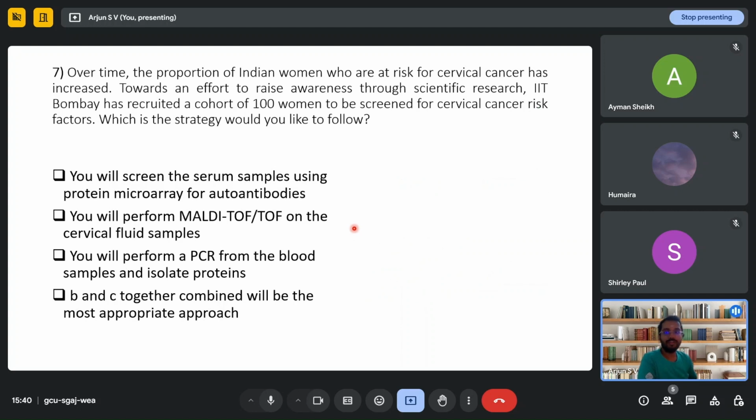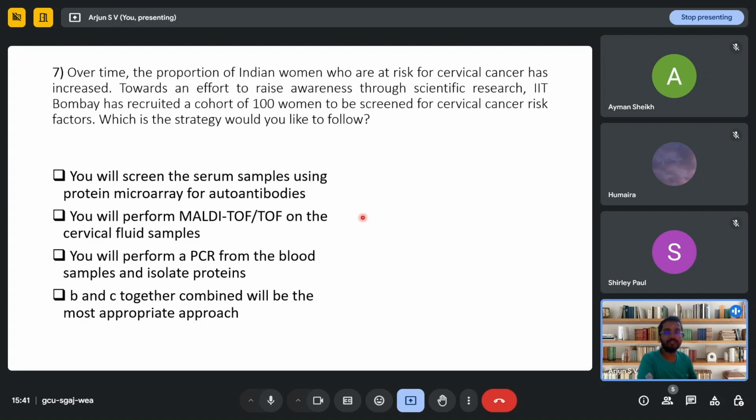So over time, the population of Indian women who are at risk for cervical cancer has increased. Towards an effort to raise awareness through scientific research, IIT Bombay has recruited a cohort of 100 women to be screened for cervical cancer risk factors. Which strategy would you like to follow?